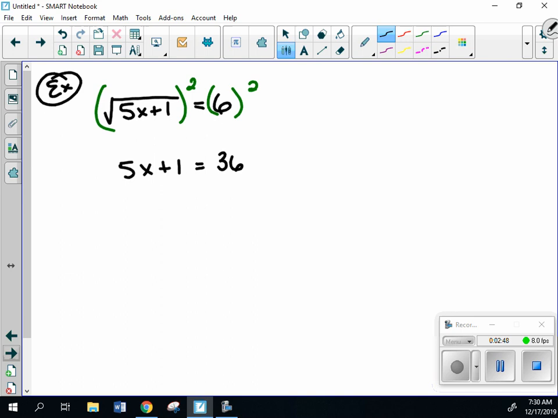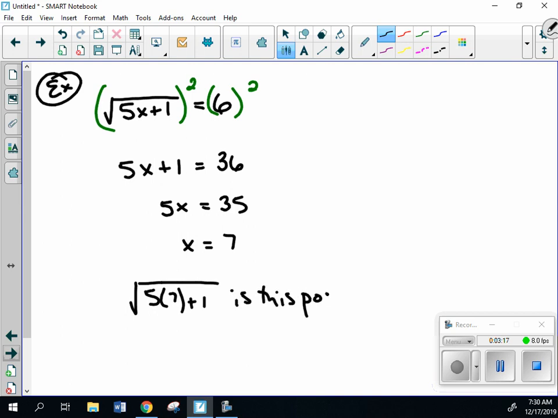Step three, solve the equation. This is just a regular algebra problem, so not that challenging. Move the 1 over and then divide by 5. Check. Step four, check to make sure that you're eliminating your extraneous solutions. Remember, since we have a square root, we cannot have a negative number underneath. So if I have the square root of 5 times 7 plus 1, is this possible? Check. Since it is possible, we can then say that x equals 7. We just verified that, not a big deal.